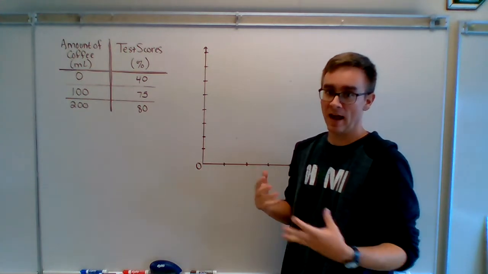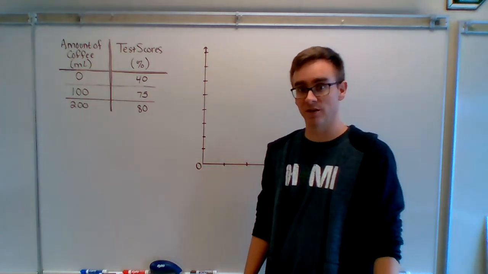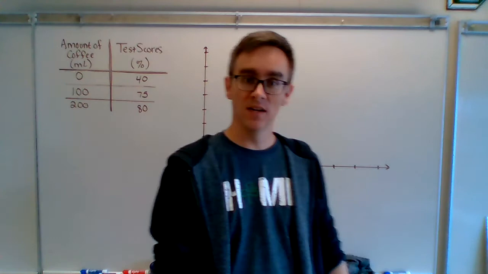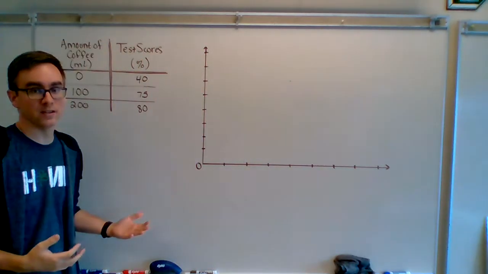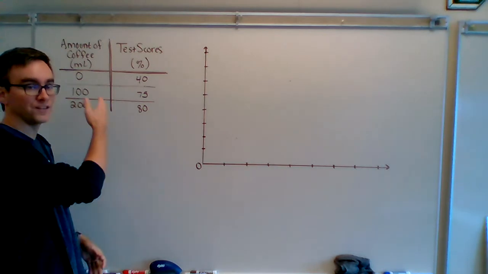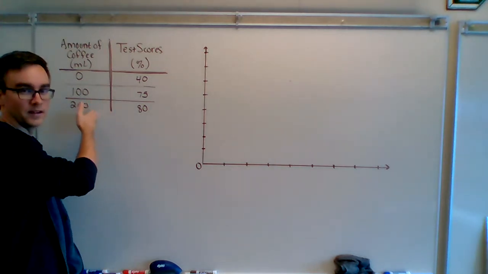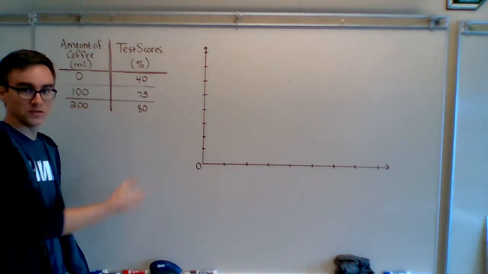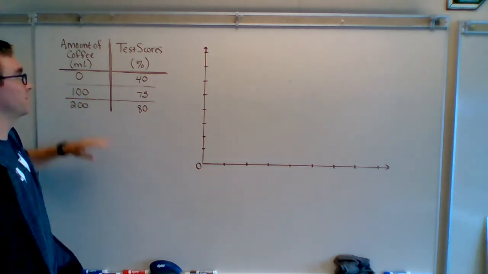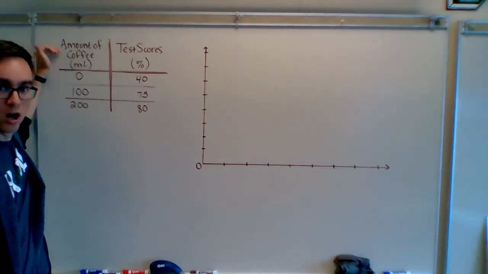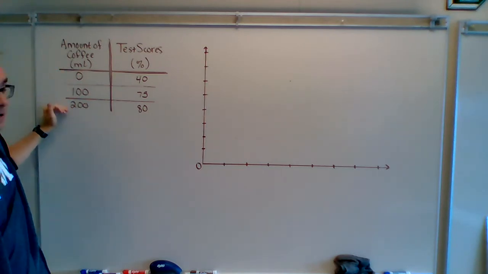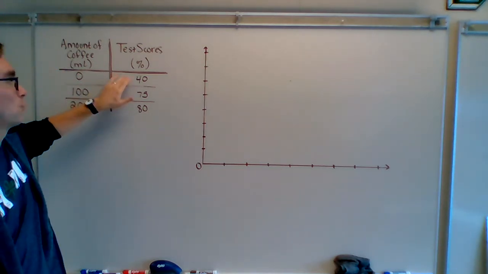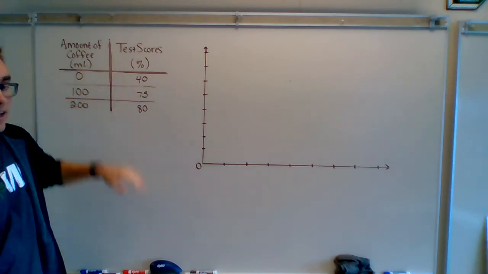So I'm going to kind of add on to the video that I did last time about variables and identifying the experiment. Let's say the experiment I decided to run was I want to find out the relationship between the amount of coffee I drink and how that affects my test scores. So in this case, my independent variable is the amount of coffee I picked: 0, which would be my control, 100 milliliters, 200 milliliters, and I got test scores of 40, 75, and 80.